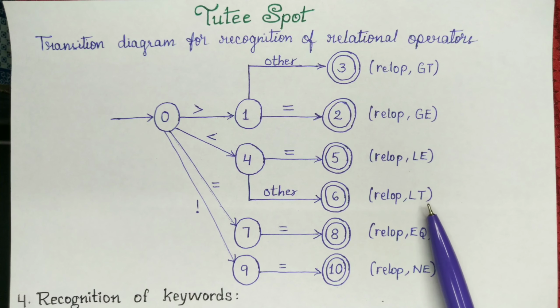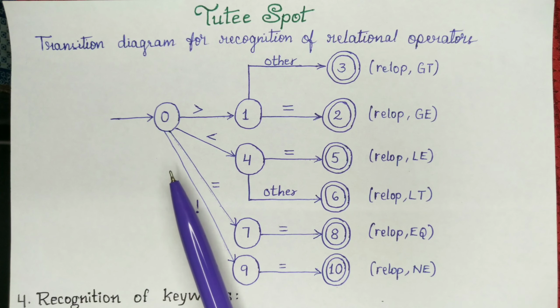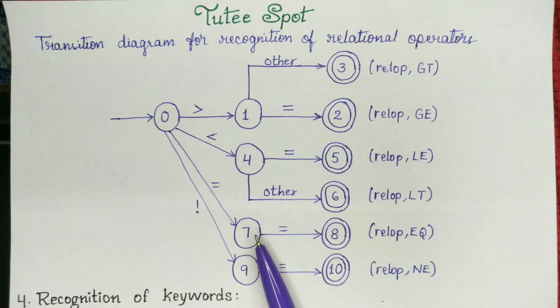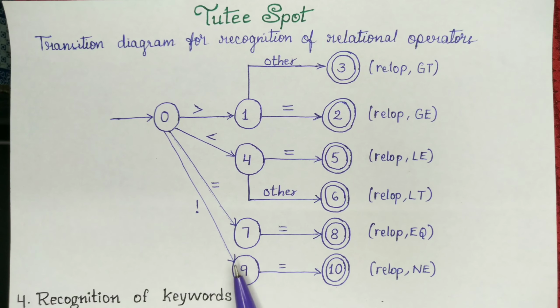Next do the same process: apply equal to on state 0 to produce state 7, and another equal to produces the final state 8. Then the token will be relational operator RELOP and double equal to is denoted by EQ. Next apply the not symbol on state 0 to produce state 9 and the equal to symbol on state 9 to produce the final state 10. Then the relational operator will be RELOP and not equal to is denoted by NE.